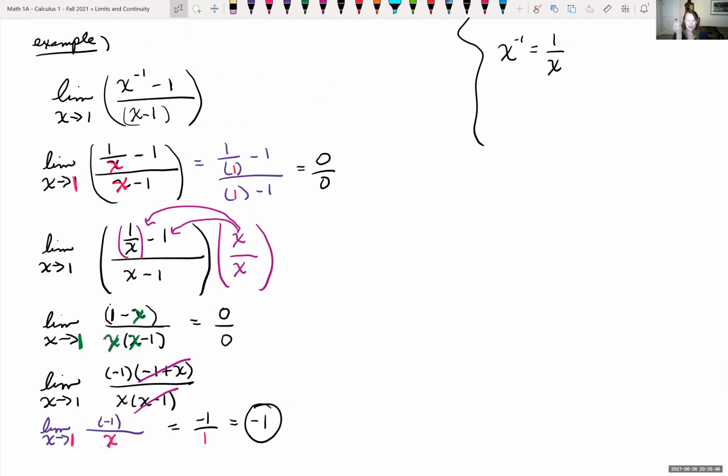So if you have a complex fraction and you're taking the limit, you get 0 over 0. Try to manipulate it by getting rid of the fractions within the fractions.